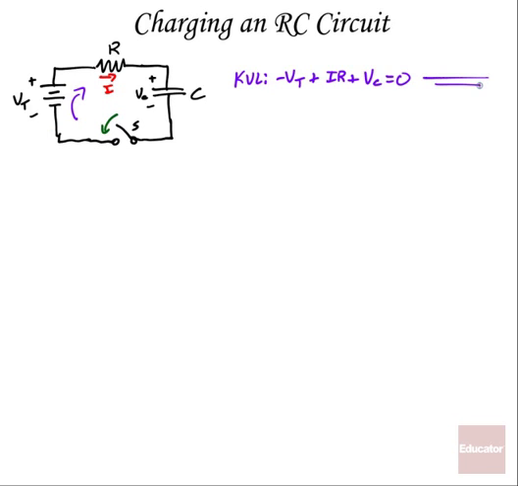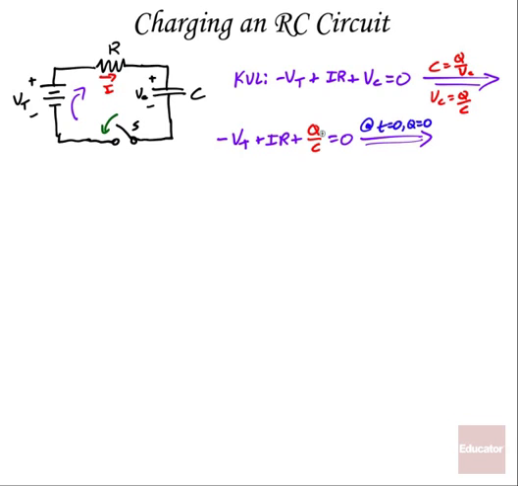But we also know that C equals Q over VC. And initially, VC therefore must equal Q over C. So if we write this a little bit differently, we've got minus VT plus IR plus VC, which I'm going to write as Q over C, must equal 0. But at time t equals 0, the charge on our capacitor is 0. So at t equals 0, Q equals 0.